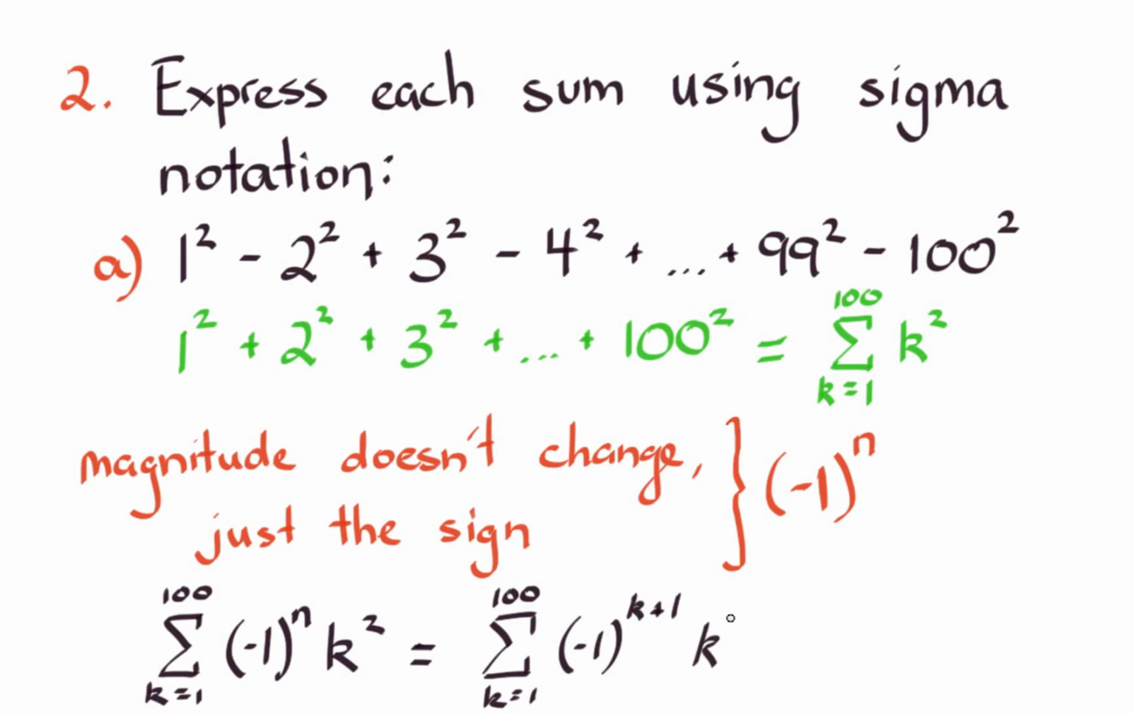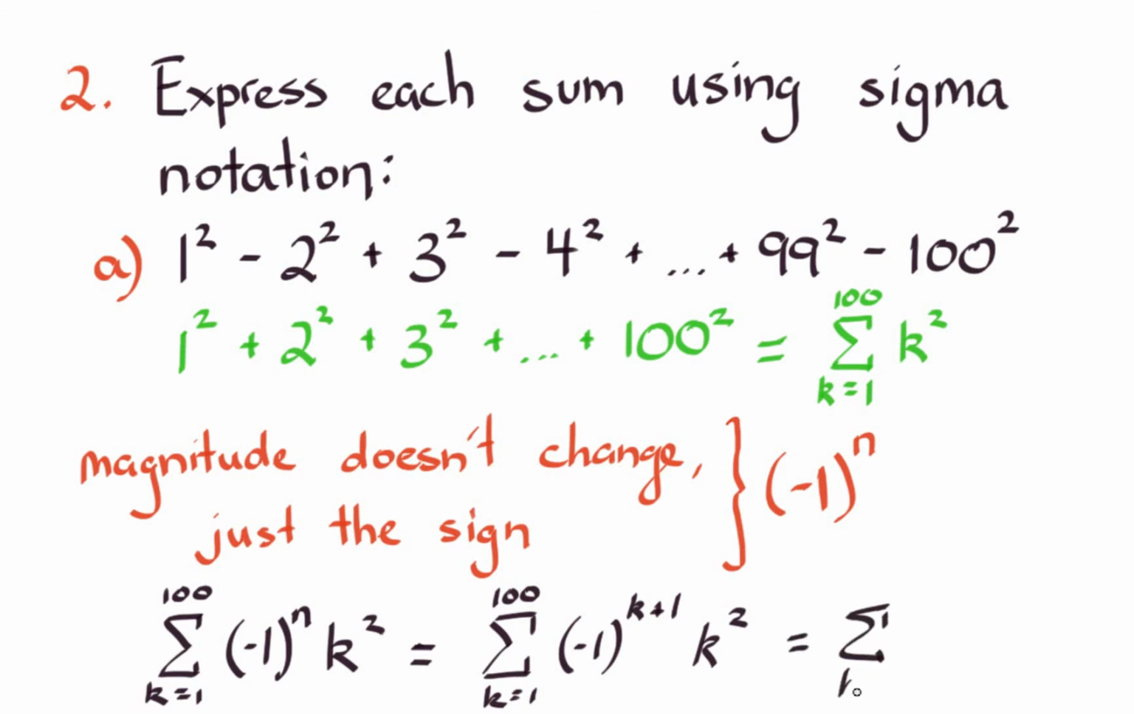See, when we focus on this first term, when k equals 1, we would get 1 plus 1 is 2, and negative 1 squared is just 1, and so we get our positive first term. But then on our second term, when k equals 2, we will get 2 plus 1, which is 3, and negative 1 to the power of 3 gives us negative 1, and so we get our negative, which is what we want.